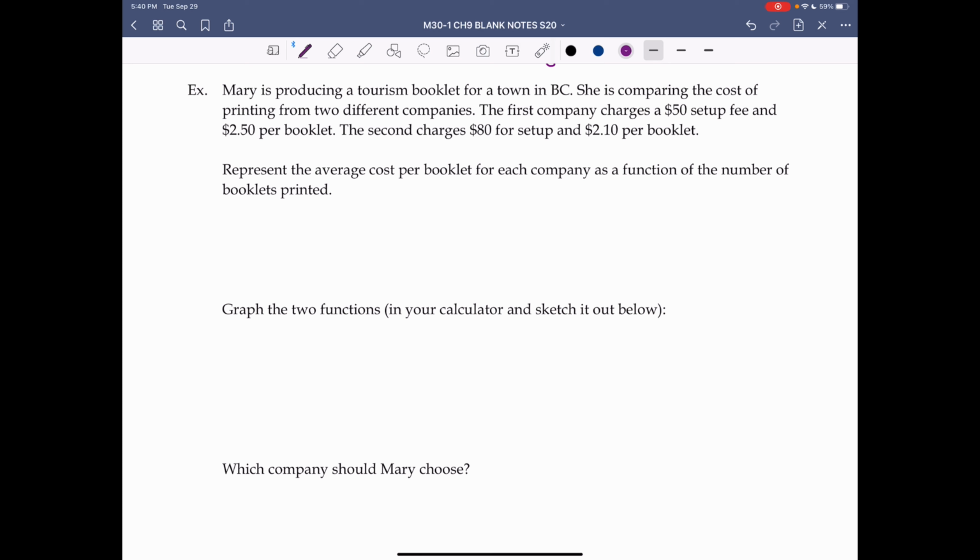So average cost per booklet would be the total cost of the booklets divided by the number of booklets. So that total cost would be the setup fee plus the cost per booklet times the number of booklets, and then all of that divided by the number of booklets.